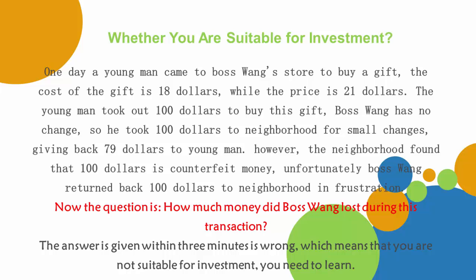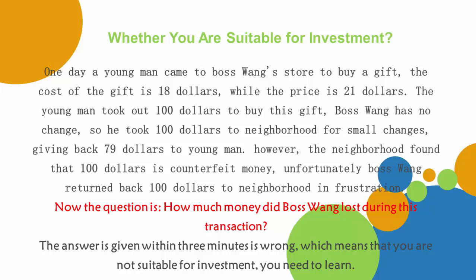One day, a young man came to Boss Wang's store to buy a gift. The cost of the gift is $18, while the price is $21, because every boss wants to make money. So the cost of the gift is $18, but the price is $21. The young man took out $100 to buy this gift.